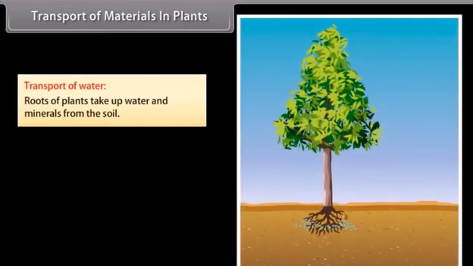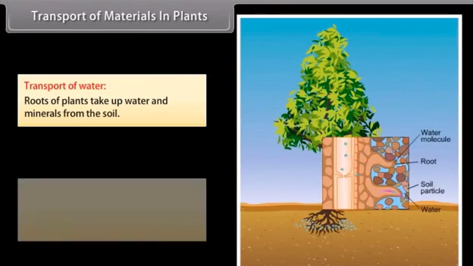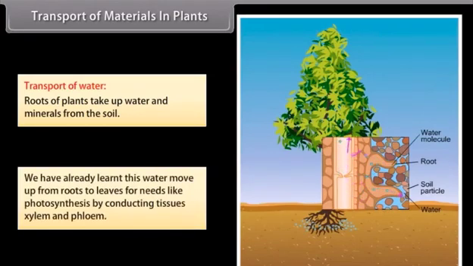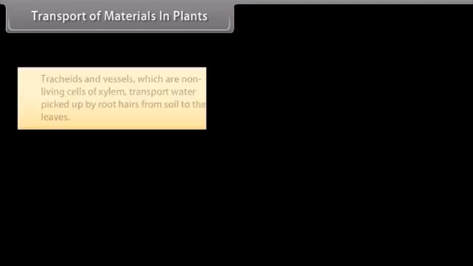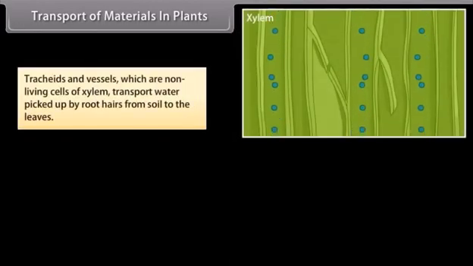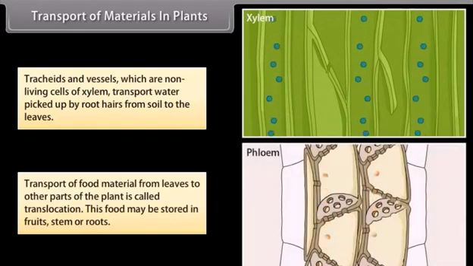Transport of materials in plants. Transport of water. Roots of plants take up water and minerals from the soil. We have already learnt this water moves up from roots to leaves for needs like photosynthesis by conducting tissues, xylem and phloem. Tracheids and vessels, which are non-living cells of xylem, transport water picked up by root hairs from soil to the leaves. Transport of food material from leaves to other parts of the plant is called translocation. This food may be stored in fruits, stem or roots.